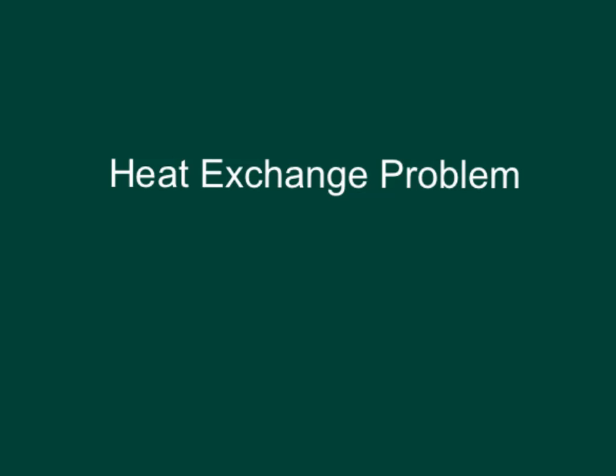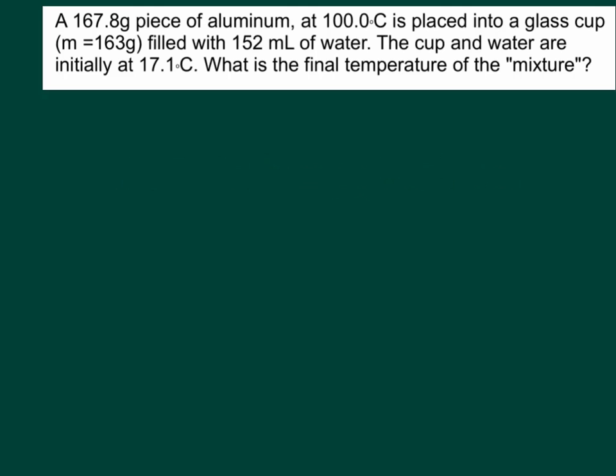Okay, let's take a look at a heat exchange problem. For this example, we're looking at a piece of aluminum that is brought up to 100 degrees Celsius, then put into a glass cup that has water in it. So the glass cup and the water are going to heat up and the aluminum is going to cool down, and we want to find the final temperature of the equilibrium mixture.